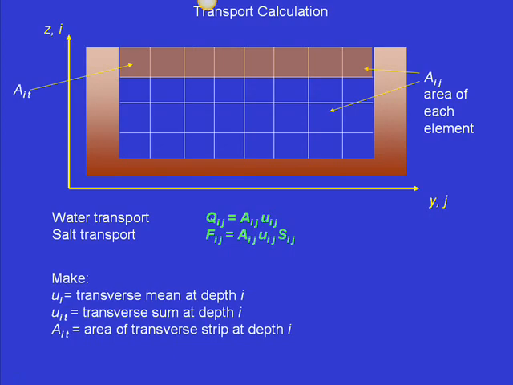So now we can define blobs of depth and columns of water. We'll start with blobs of horizontal layers. So we'll call U sub i the transverse mean at any depth i, and U sub iT will be the sum of the flow at that depth. So this would be the integrated flow throughout that slab of water, U sub iT, and A sub iT will be the area of that slab. This whole area.